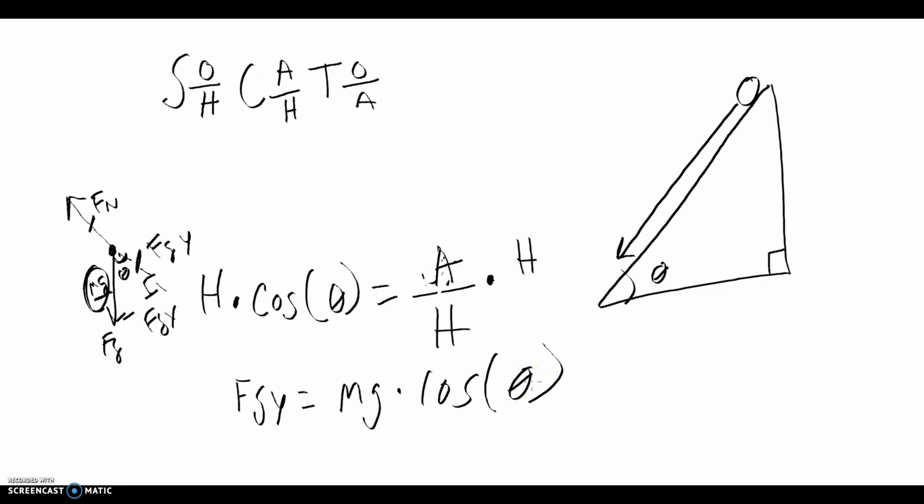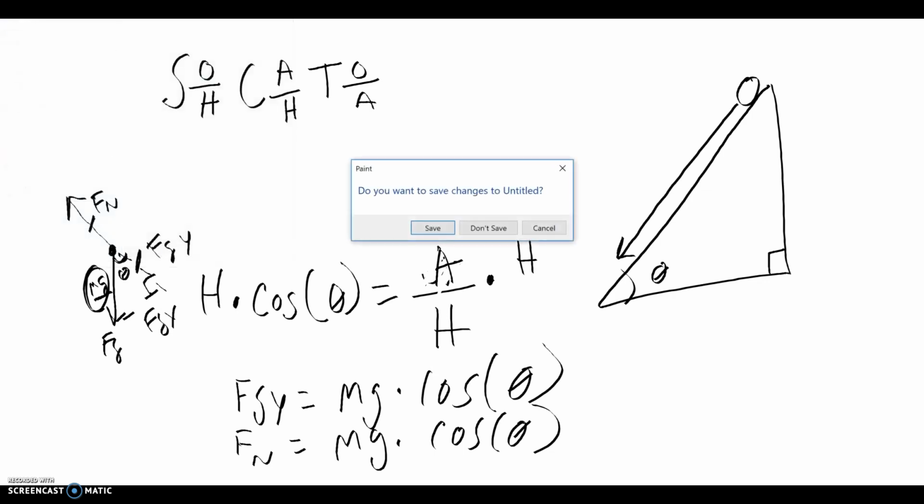And since we know that FGY is equal to Fn, we can also say that Fn is equal to mg times the cosine of theta. So there you have it. You can solve for your FGY and your Fn very easily. So I'm just going to open another new page, and we're going to solve for FGX.